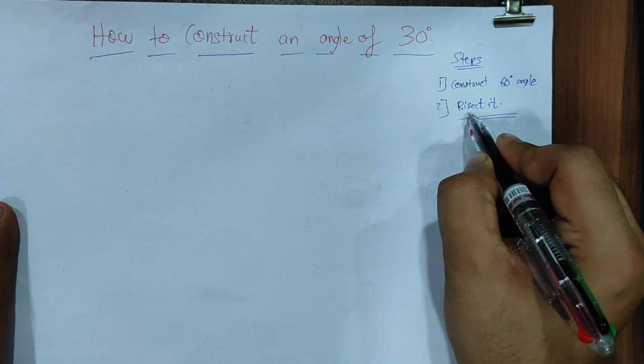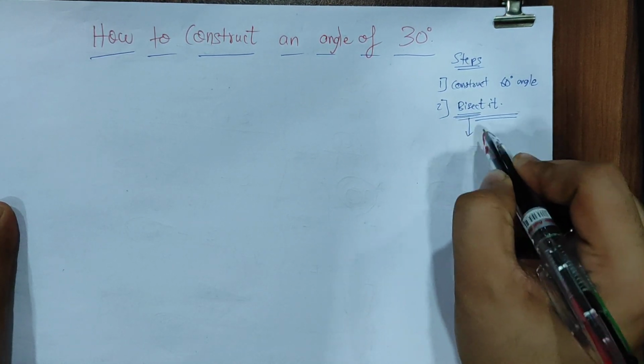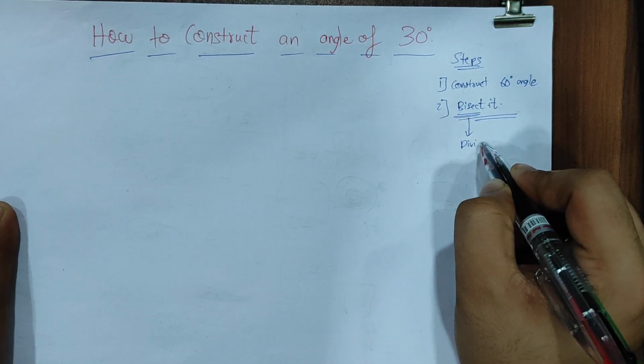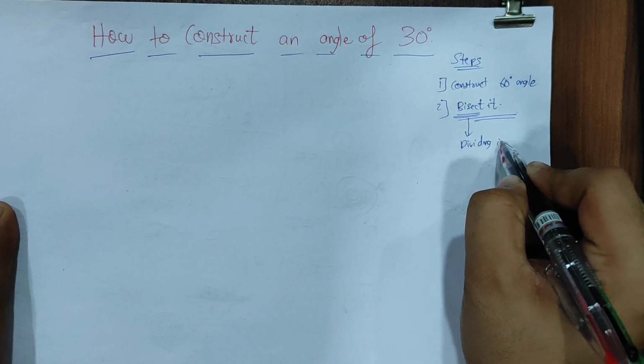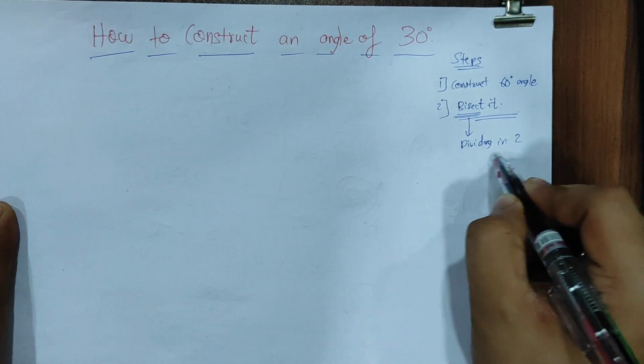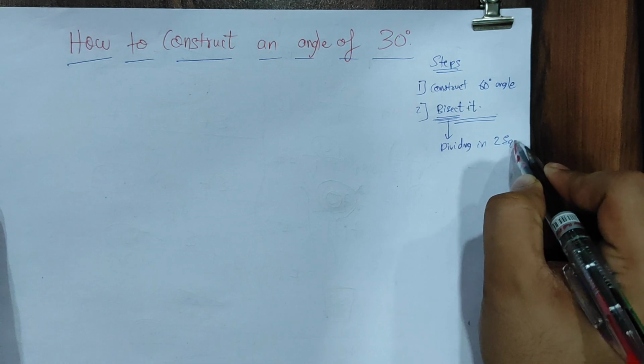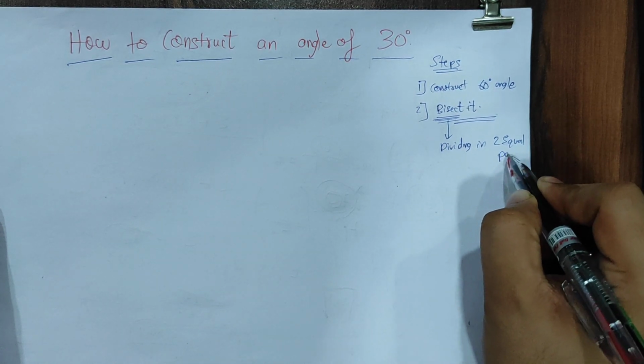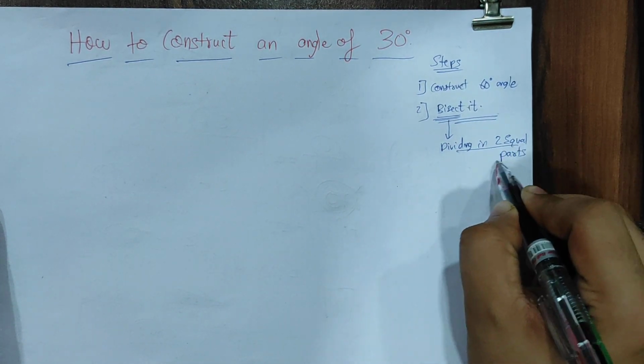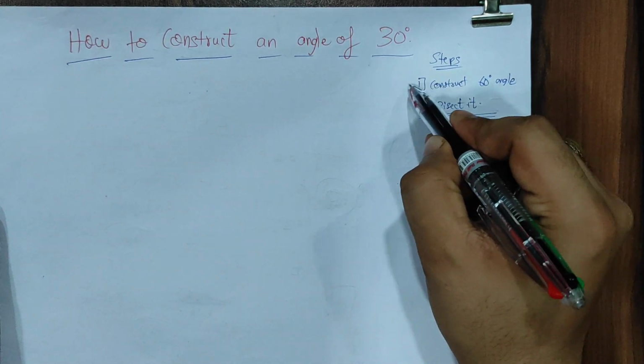What does this bisect mean? Bisect means dividing into 2 equal parts. Understanding? So first I'll construct this 60 degree angle.